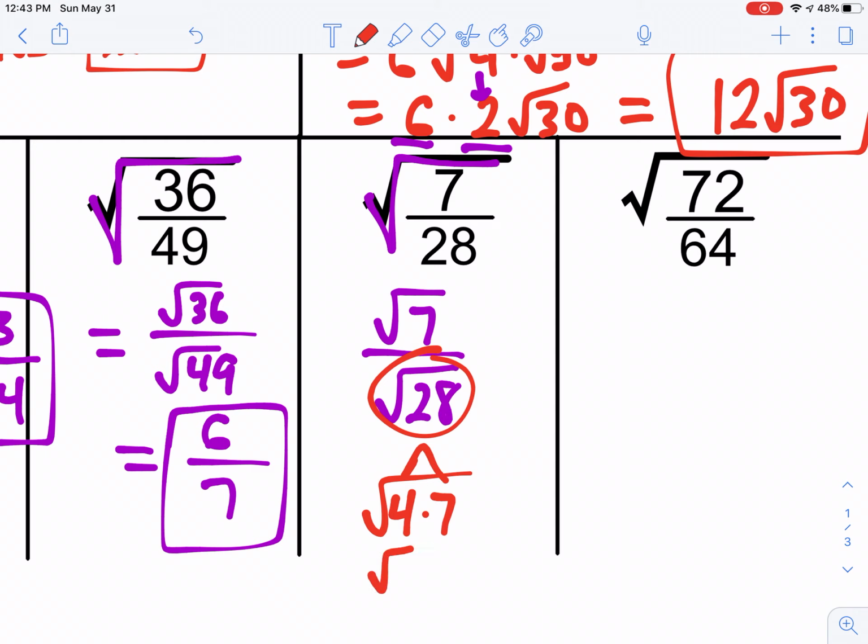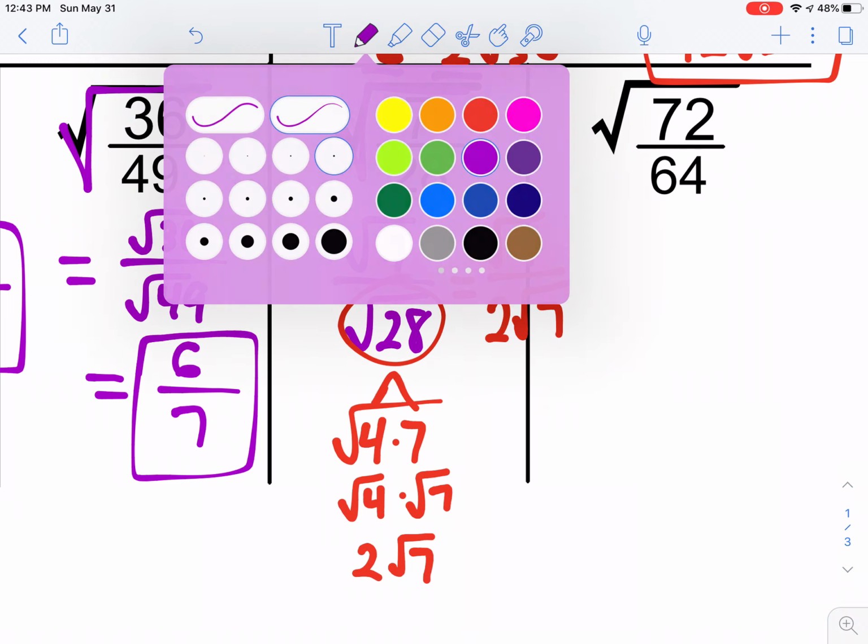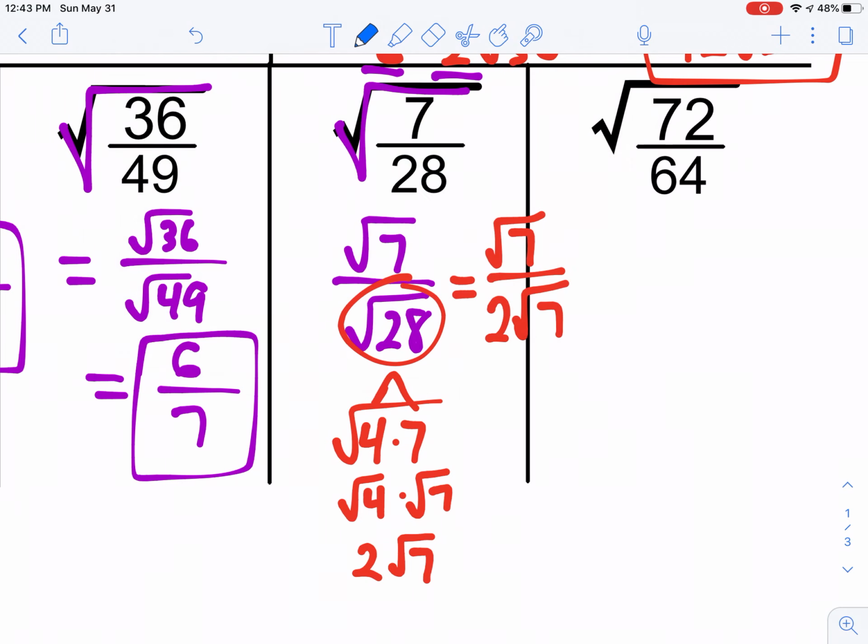Square root of 4 is 2. Square root of 7 is just square root of 7, so it's 2 radical 7. So this fraction, there's a radical 7 in the top, and then the bottom, the square root of 28 becomes 2 radical 7. And then we could simplify this fraction by canceling out. The radical 7 over the radical 7, they'll cancel out. So this final answer, there's really a 1 in the top over a 2 in the bottom. This final answer becomes 1/2. That's a tricky one.